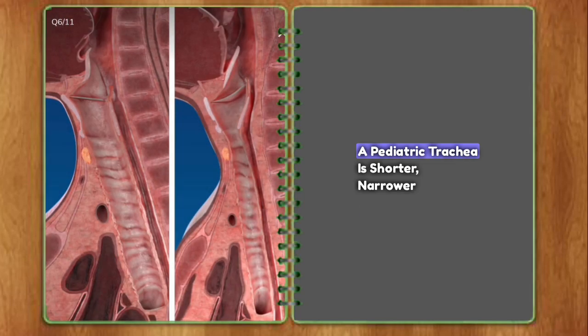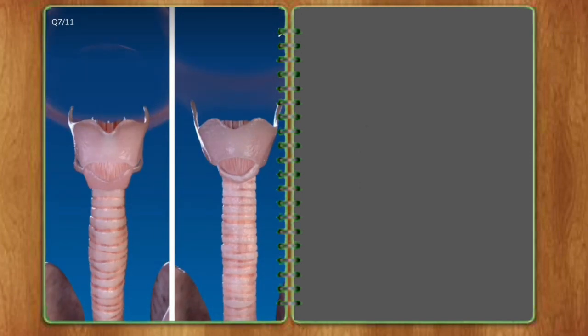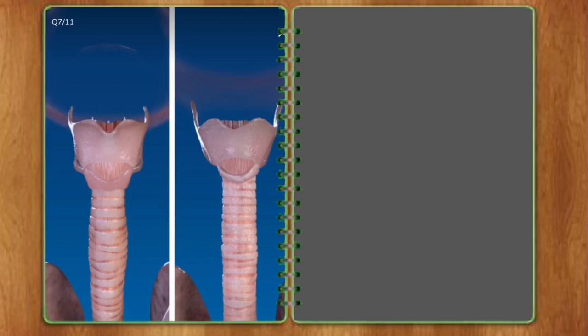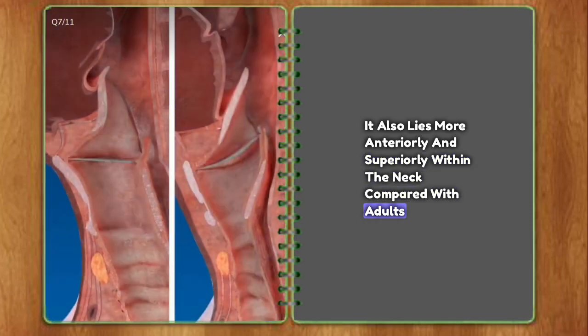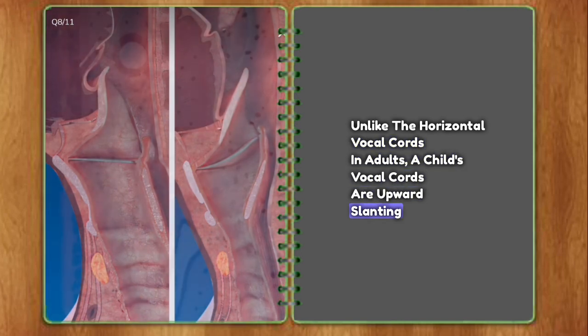A pediatric trachea is shorter, narrower, and less rigid than that of an adult patient's trachea. Additionally, a pediatric larynx is funnel-shaped with a narrowing at the cricoid cartilage. It also lies more anteriorly and superiorly within the neck, compared with adults. Unlike the horizontal vocal cords in adults, a child's vocal cords are upward slanting.